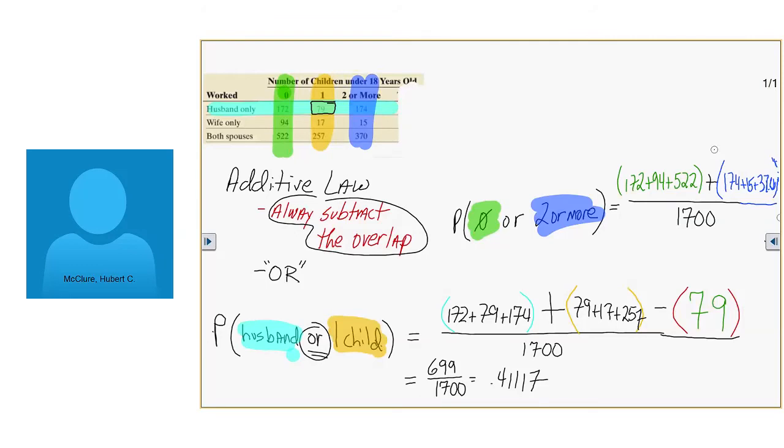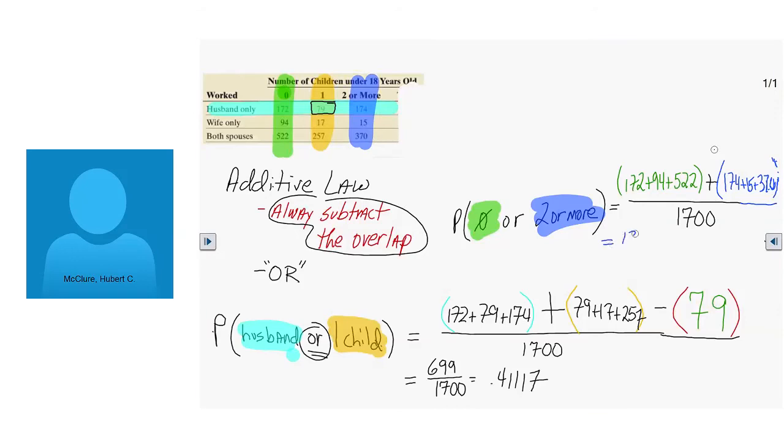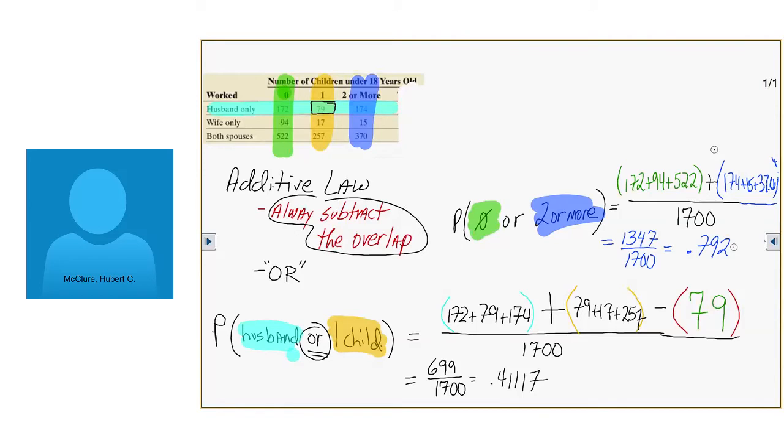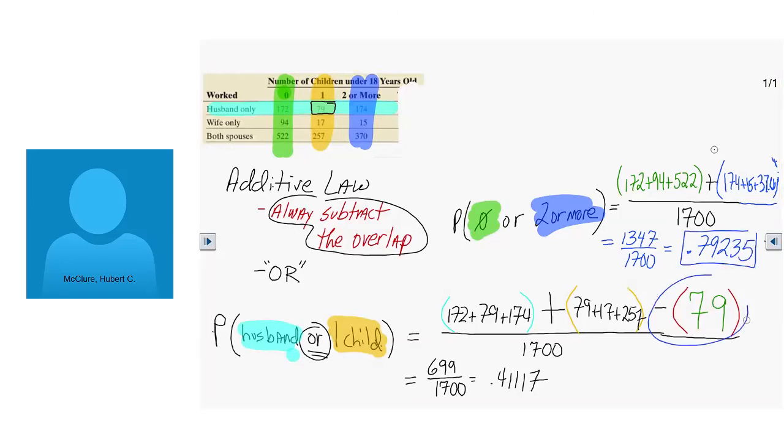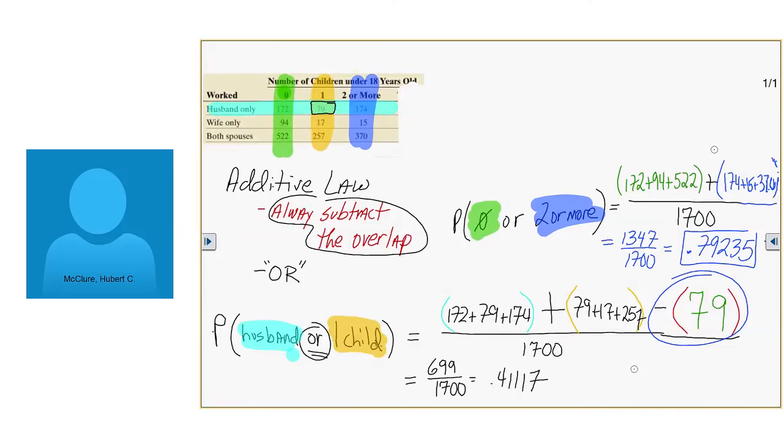All right, add all that up. What do you get? That's the top. Over 1700, and that comes out to be 5 decimal places. 79235. That's all there is to it. So if you have overlap, you what? If you don't have overlap, you ain't got none.